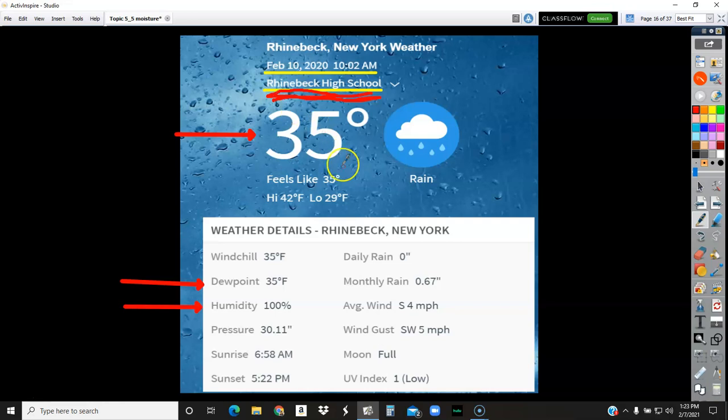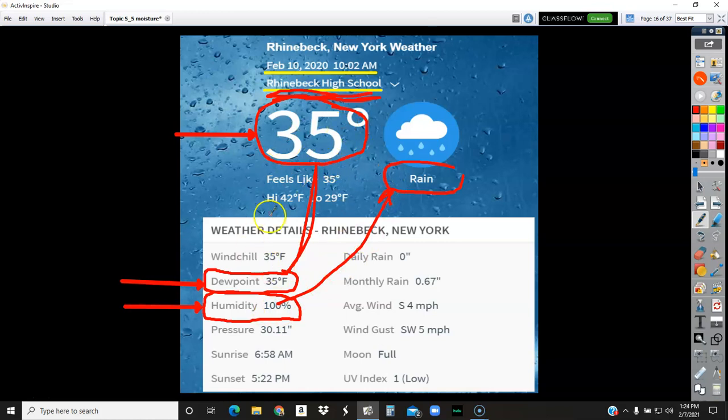Anyway, this was on the 10th from last year, and I just wanted to point out the humidity was at 100%. It was raining. And it tells you the air temperature was 35 degrees. So there's your air temp. And the dew point temp was also 35. Again, the air temp and the dew point are equal. That's why you reached 100%. And that's why it's raining.